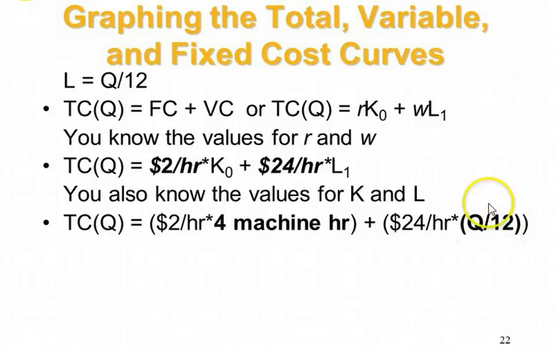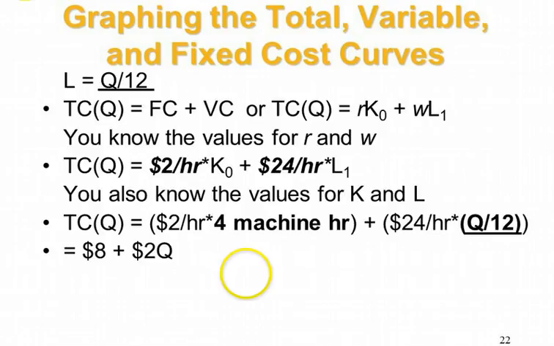See this? This is the substitution here. We just substituted this number, which is equal to L, right here. And that's what we see right here. And we take L, which is represented here, multiply it by its wage, $24. We take 4 machines, multiply it by its rental rate, which is $2 per hour.